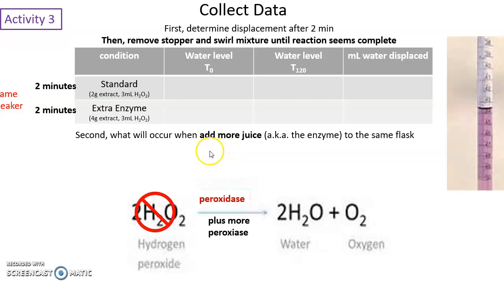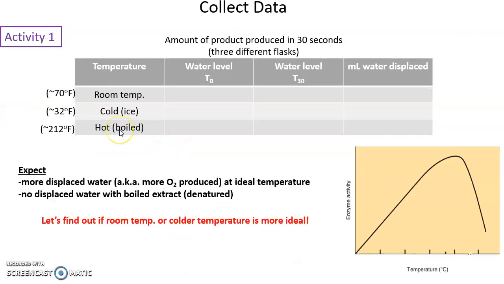So that's what that part of the activity would do. Then we have a similar activity. Oh, I skipped an activity. My bad. Activity 1 has to do with temperatures: room temperature, ice cold, and boiled.